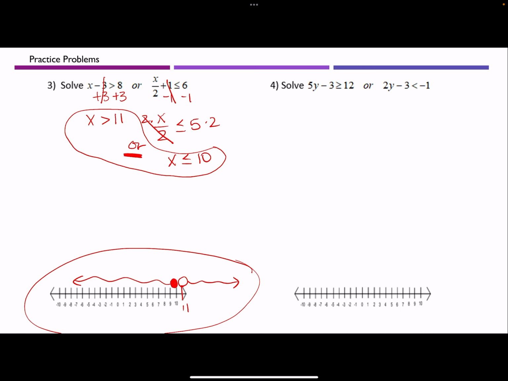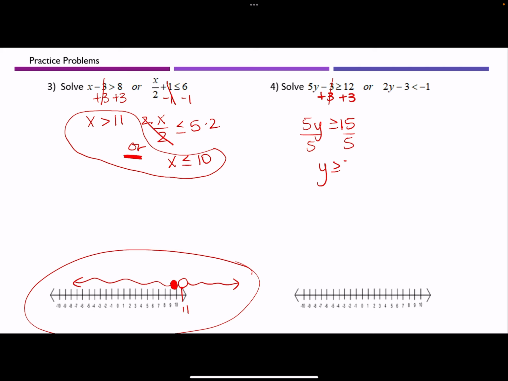All right, number 4. Again, I'm going to solve for y in each of these inequalities separately. I'm going to use SAD MAP, so subtraction or addition first, and then multiplication or division. So 5y minus 3 greater than or equal to 12. I need to get rid of my subtraction here. I'm going to add 3 to both sides. So I have 5y greater than or equal to 15. And then to get y by itself, divide both sides by 5, y greater than or equal to 3.